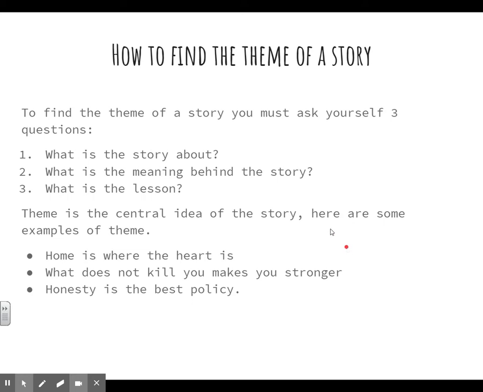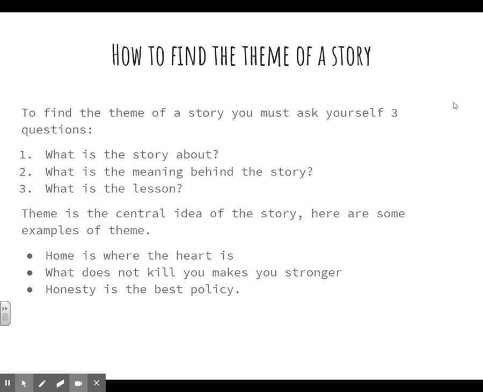So, how do we find the theme of the story? To find the theme of the story, you have to ask yourself 3 questions. 1, what is the story about? 2, what is the meaning behind the story? And 3, what is the lesson? Theme is the central idea of the story.